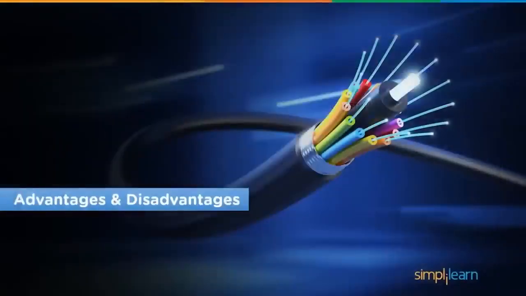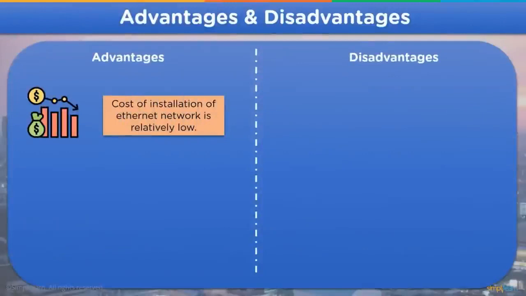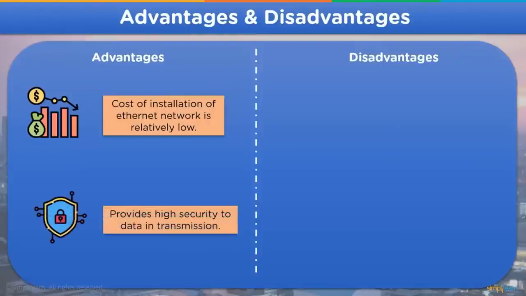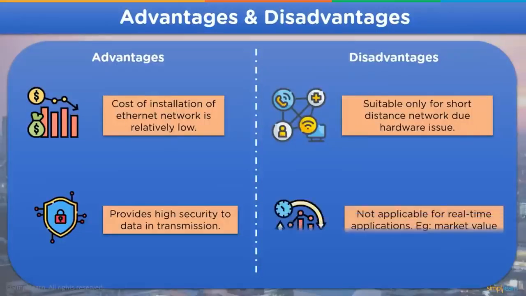Moving on, let's look into the advantages and disadvantages of using Ethernet. For advantages we have, the cost of installing an Ethernet connection is low in comparison to other network channels. The security of the data being transmitted over the Ethernet channel is maintained. As for disadvantages, it is suitable only for establishing a short distance communication network due to the high requirement of hardware resources. Ethernet is also not suitable for sharing real-time data and information.